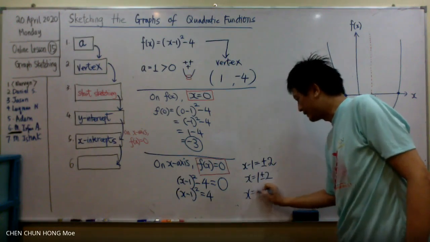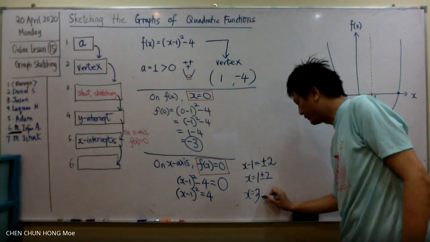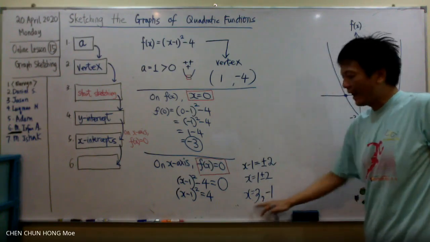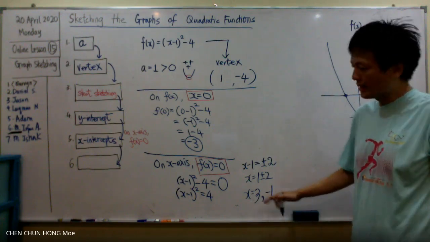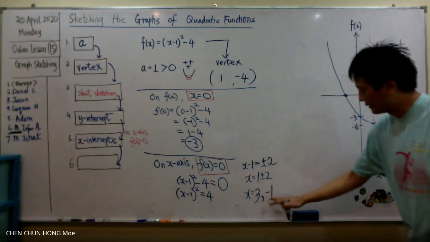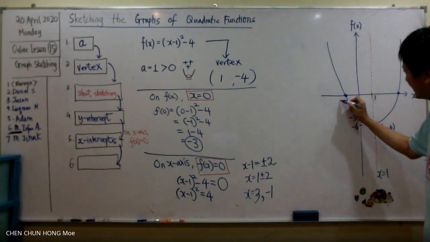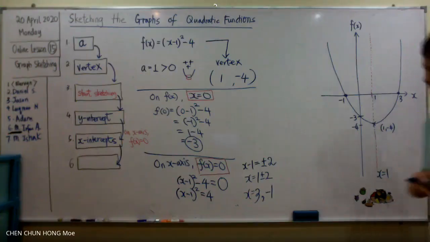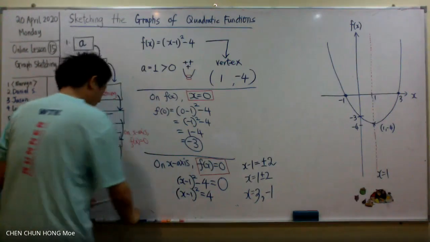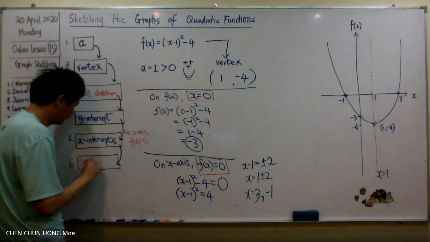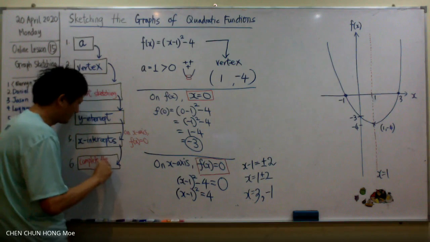So x is 1 plus 2, that's 3. 1 minus 2, that's negative 1. So these are actually the x-intercepts. There are many ways to do this. You can expand. I think this part needs a bit of practice. So you get 3, negative 1, meaning this is negative 1. This is 3. All right, so these are the intercepts. With that, we managed to complete the sketch.